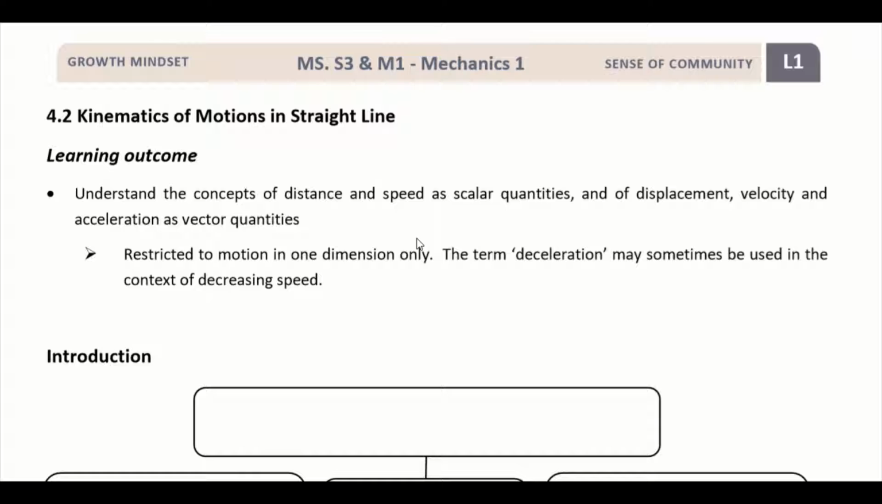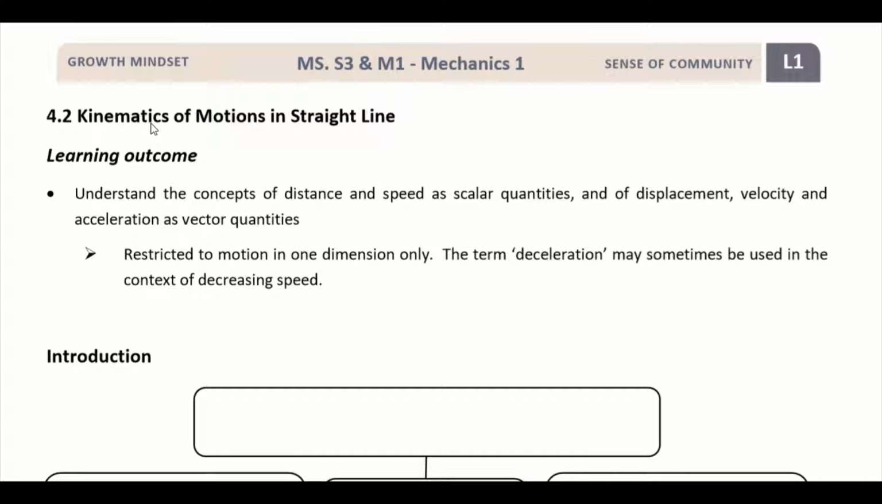Before this, I hope that you have gone through the previous video, in which we discussed the whole syllabus or the content that you will learn in Mechanics 1. As mentioned, we will reshuffle the topics in this syllabus. That's why we'll start with topic 2, which is known as Kinematics of Motion in a Straight Line.